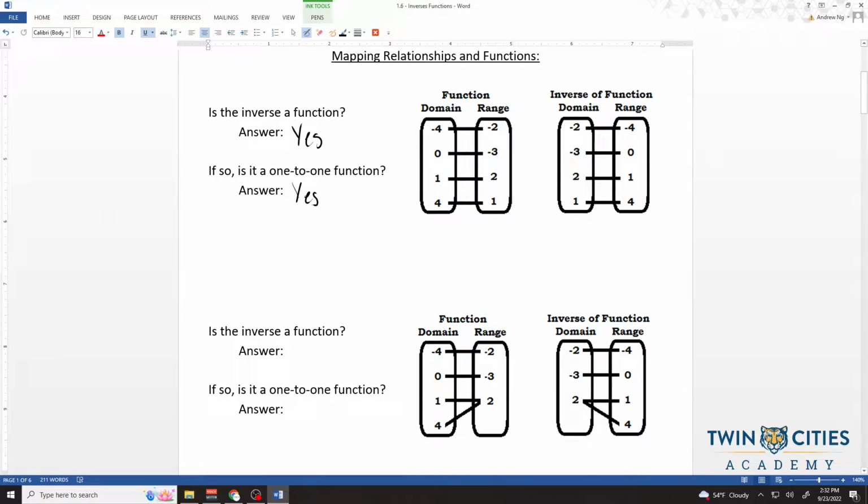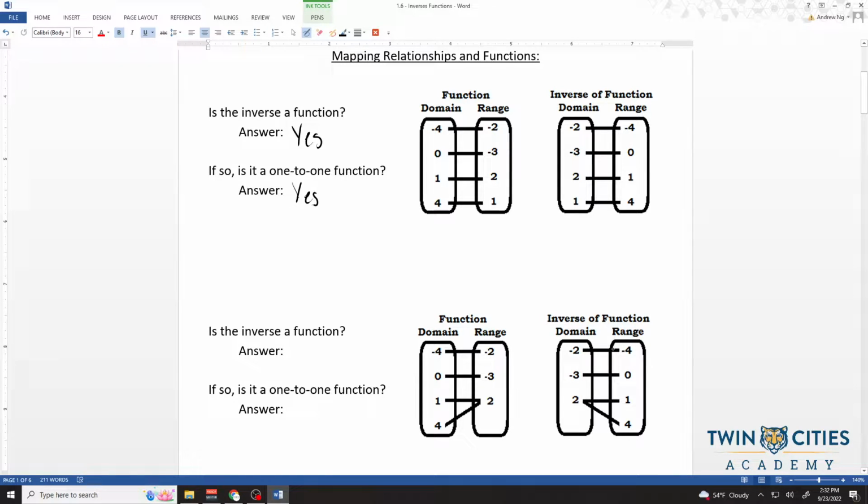Whereas down here, I've got -4 to -2, 0 to -3. I've got 1 to 2, and 4 to 2. Now this is still a function because -4 is only paired to one element in the range. It's only going to one y. -4 is going to -2. 0 is still only going to one thing, -3. 1 is still only going to one thing, 2. And 4 is only going to one thing, 2. So this itself is a function.